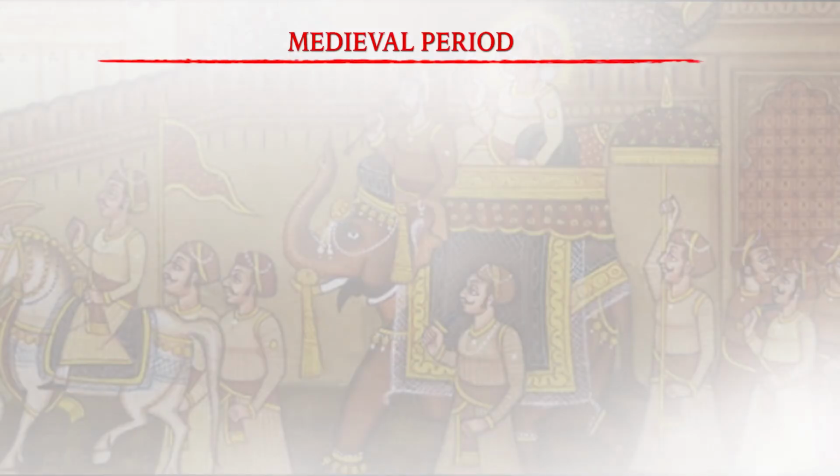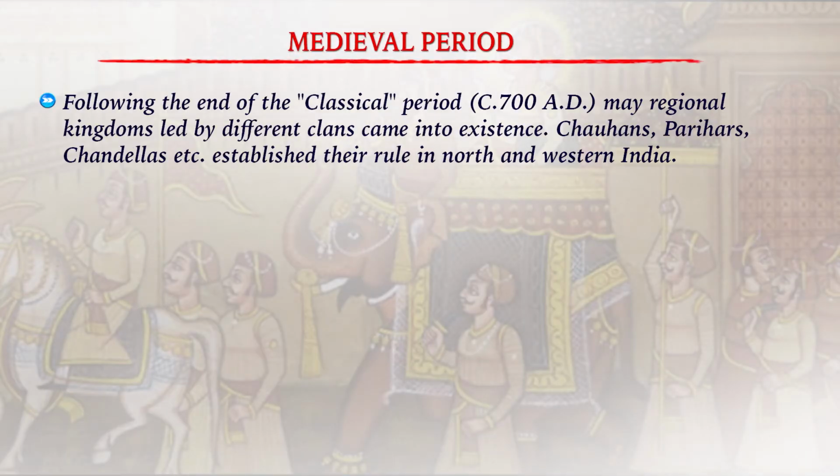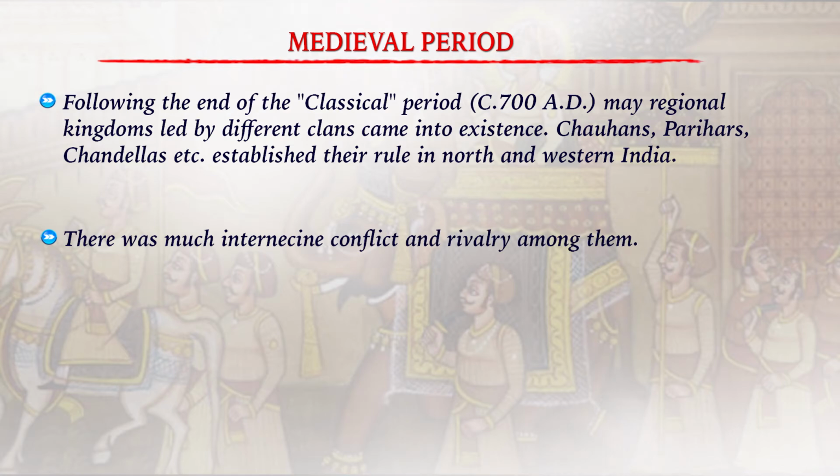So, learners, we have studied the social structure in the classical period, and now we are moving towards the medieval period. With the end of classical period, there were a lot of regional disintegrations that took place by different clans. Chauhans, Parihars, Chandelas established their rule in north and western India. There were conflicts and rivalries among them.